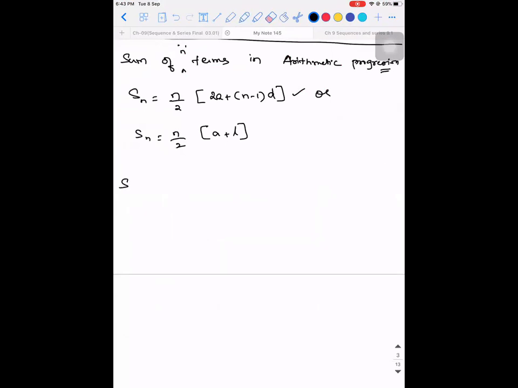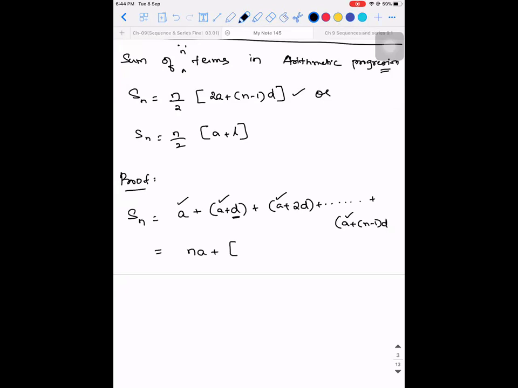Okay. Then see, I'm going to show you the proof. So Sn is going to be a plus a plus d plus a plus 2d plus so on till a plus n minus 1 into d. If I go according to your logic, a should be added with itself how many times? And d is getting added with itself. So if I take d common, then I will have 1 plus 2 plus 3 plus so on till n. Now tell me, what is the sum of the first n natural numbers? Did you learn a formula for it?